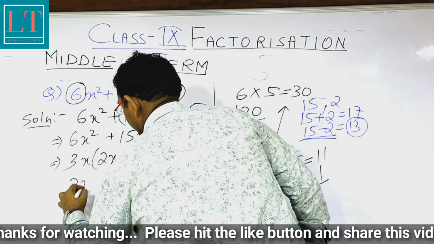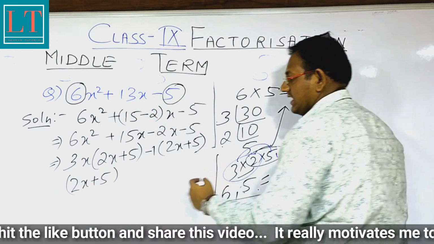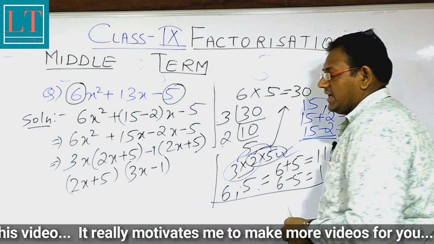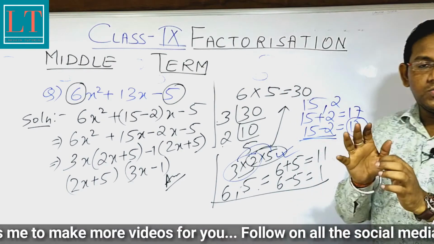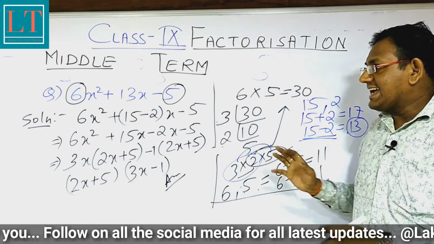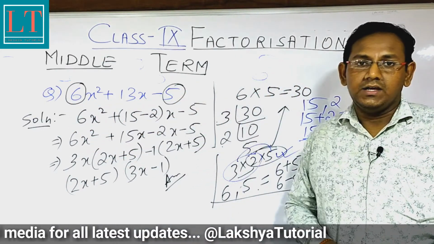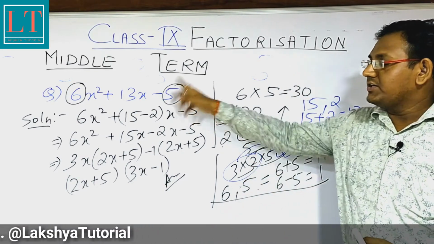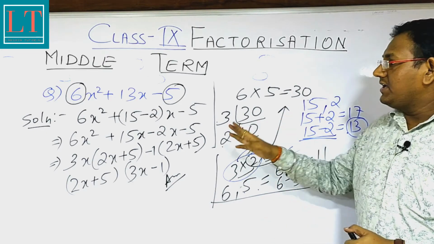Now since 2x plus 5 is present in both the terms, we will take that as common, and we are left with 3x minus 1 over here. So this is your answer. I hope you understood why we need to think about all the factors that can be formed after multiplying the first term and the third one, and then we need to think about which factor to use according to the sign over here. This is the most important part.